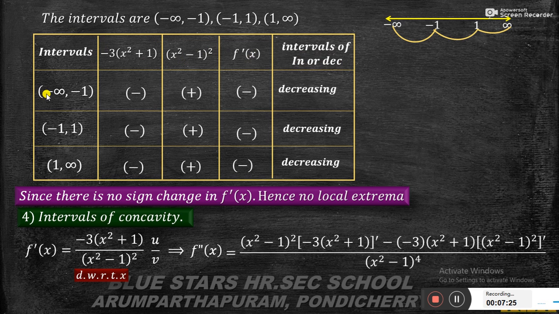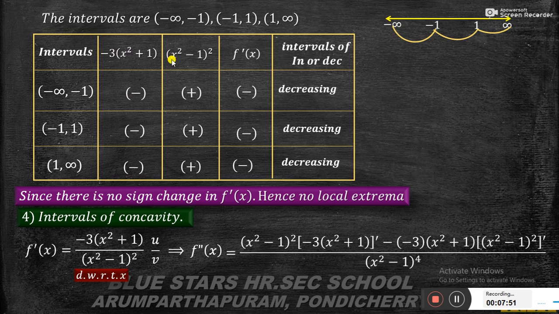Now the first interval is minus infinity comma minus 1, then minus 1 comma 1, then 1 comma infinity. So now I substitute any number from this interval. Suppose we substitute x equal to minus 2. So x equal to minus 2 means minus 3 into (minus 2 whole square plus 1), that is 4 plus 1, 5, into minus 3, minus 15. So the answer comes with a minus sign, so I represent the minus.